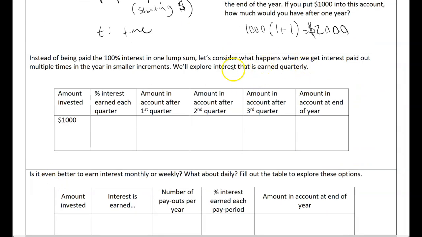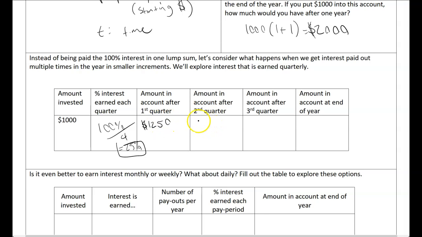Okay, now we're going to make this a little bit more realistic. We're still going to use our $1,000 because the values are easy and the 100%, but we're going to consider quarterly interest, right? So quarterly interest would be we take our 100% and we divide it by 4 quarters, which would equal 25% each quarter. And then we would have $1,250 after 1 quarter.